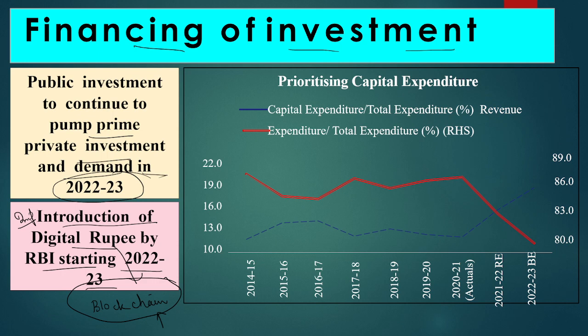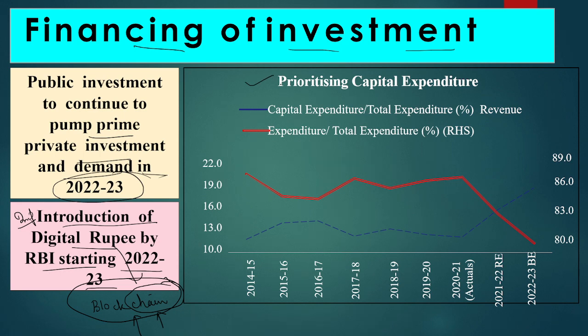Basically, whenever there would be data, it will be placed in a block, and all the blocks would be connected to each other, and in turn it will make a chain. So that is why this is known as your blockchain technology. And under this scheme only, by the help of this technology, RBI would be introducing digital rupee.